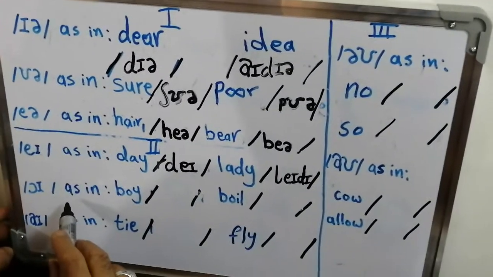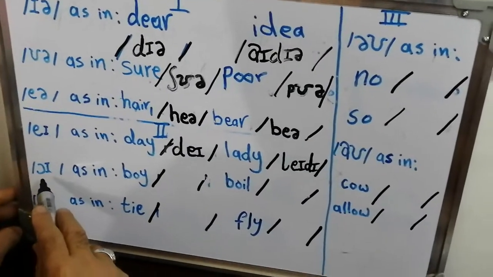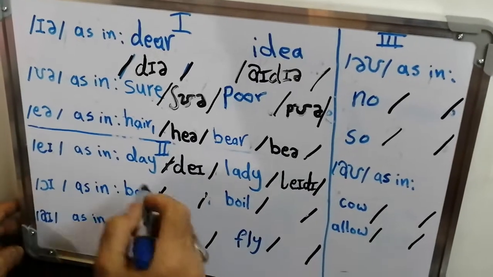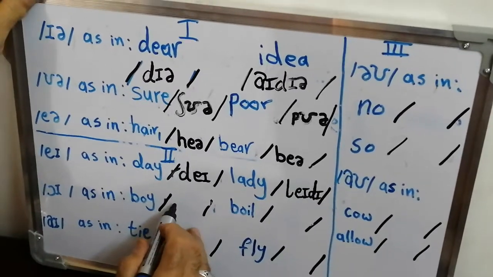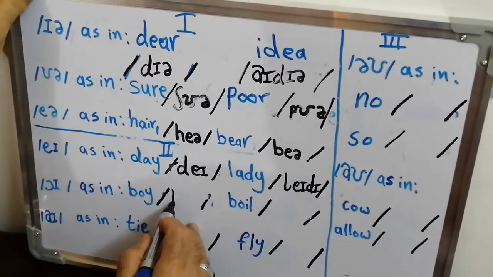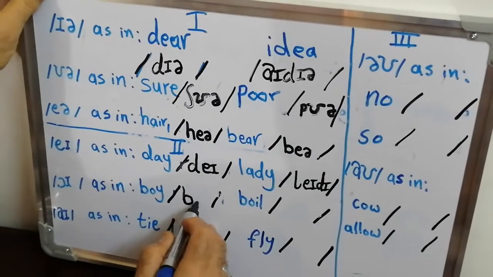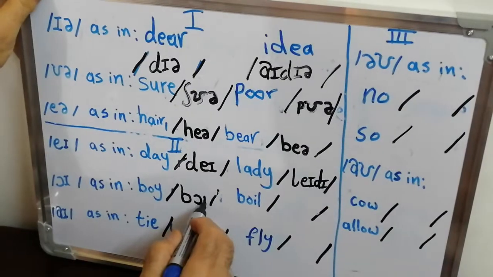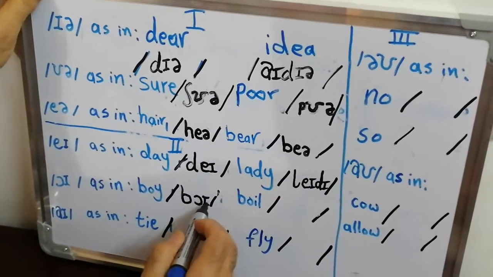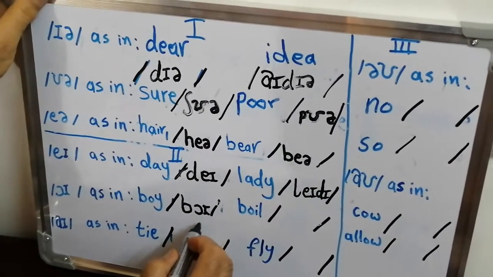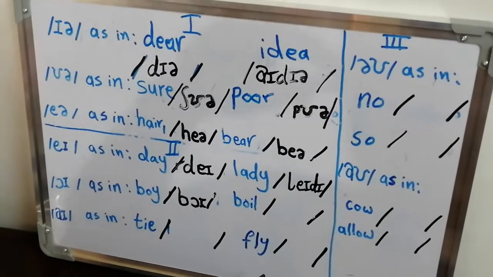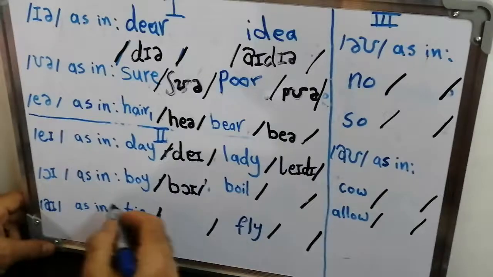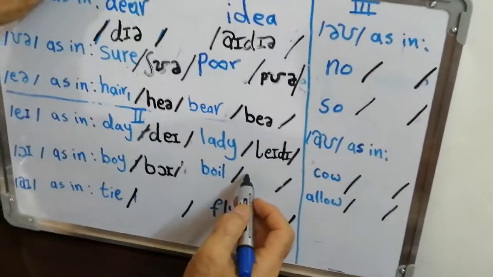Now, what about this vowel sound? This is oi. You find it in the word boy, which is transcribed like this. B sound, then boy. Now similar to this word is the word boil.